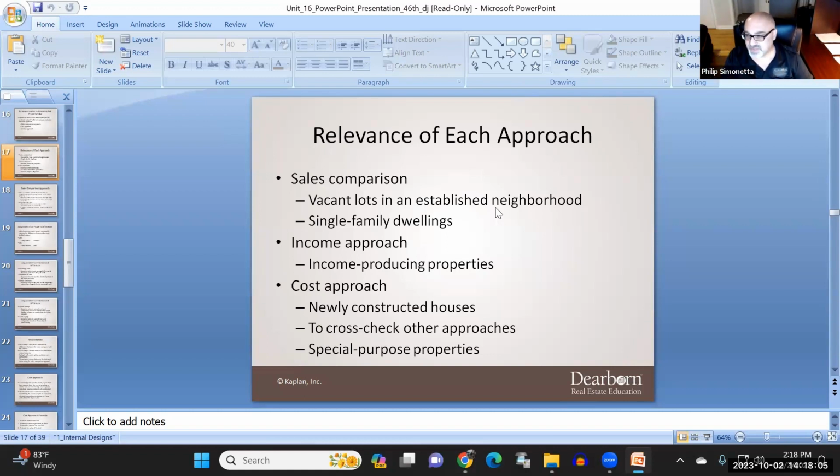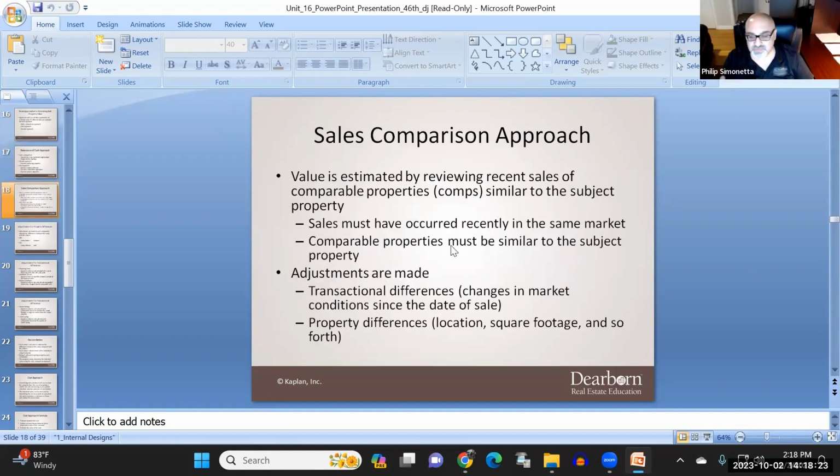That might be a question on a test. You might see a special property that's unlike anything else. What would they use? Cost approach. Because there's nothing else to compare it to. There's no sales. There's no income, right? It's a unique building, right? City Hall, things like that. Makes sense.